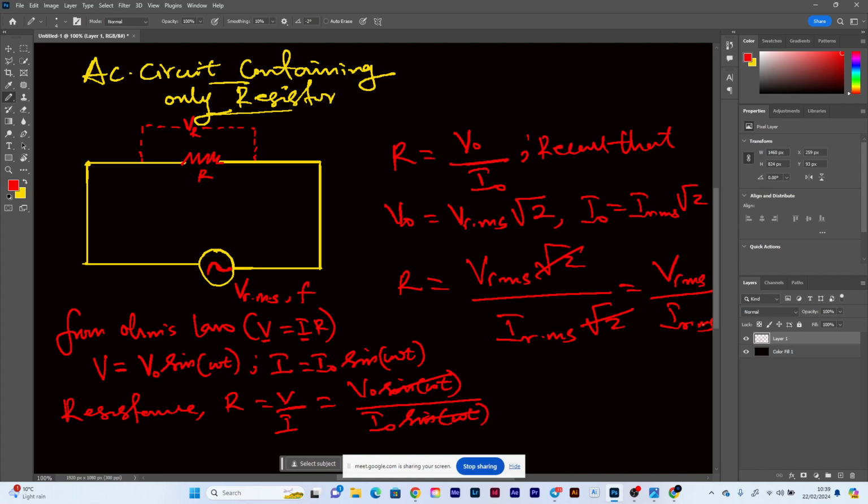Do you get that now? Yes, sir. That means we can find the value of our resistance using the peak voltage divided by the peak current, or we use the root mean square voltage divided by the root mean square current. Why is it like that? It is because resistance, in either case, will always consume energy, and it will always be converted to heat. Do you understand that now?